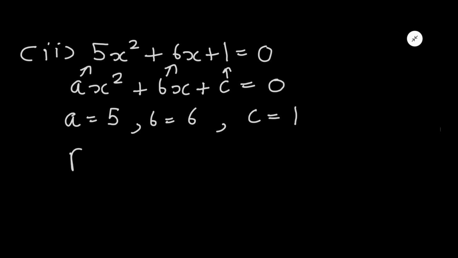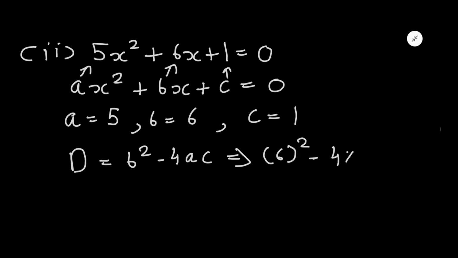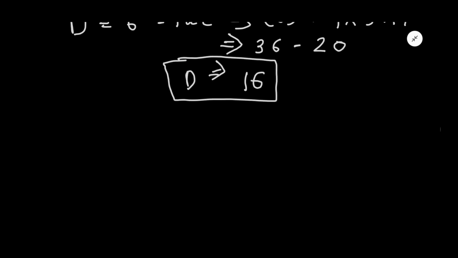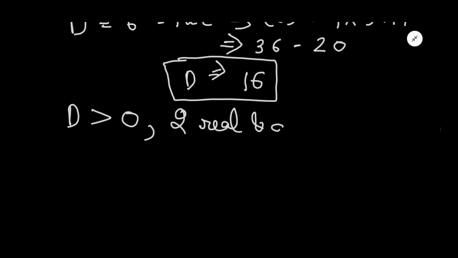So if we find the value of discriminant, which is b square minus 4ac, the value of b is 6, the value of a is 5, and the value of c is 1. So 6 into 6 is 36, 4 into 5 is 20. So D is equal to 16. So as we know, if D is greater than 0, we will have two real and distinct roots.